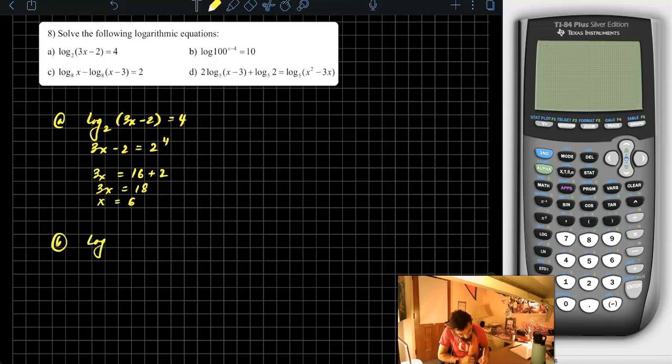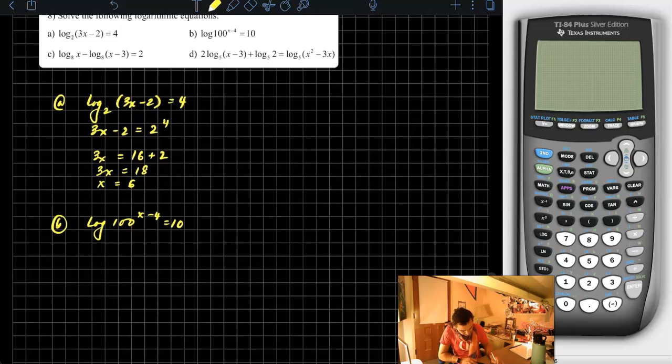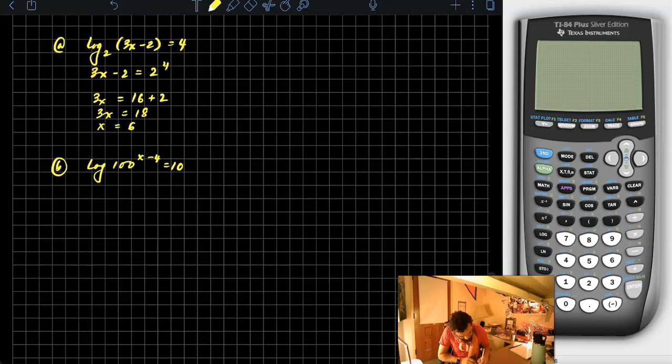Okay, part B: log base 10, it's a common log. The implicit base is 10, of 100 to the x minus 4 equals 10. I could log loop it, but it's not the only way to do it; you can express both sides with logarithms as well. Maybe we'll do it this way, where we fly that exponent and write x minus 4 times log 100 equals 10.